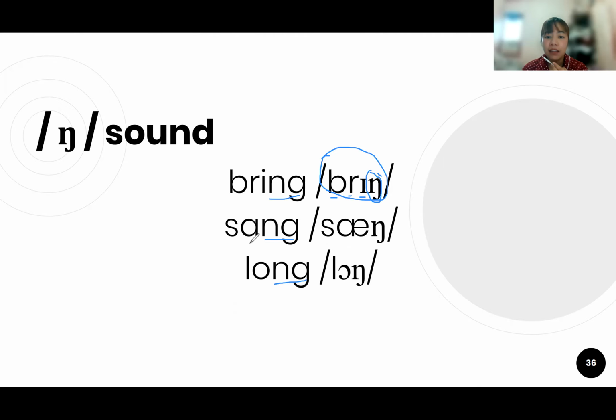Next, we have your sang. For sang, we have your sound, and then we have your digraph, eh. And then your ng sound, we have your symbol for the ng sound. Same with long. So for long, l, your open o, and your ng sound, this is how we write your ng sound. Again, long, sang, bring.